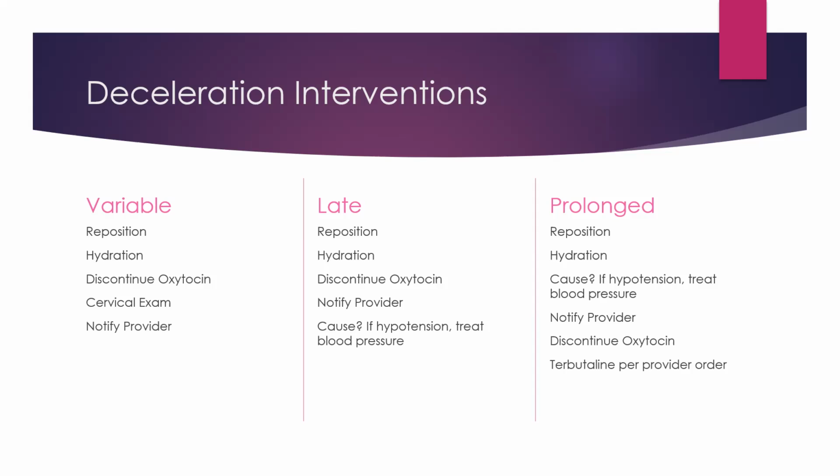Again, what is the cause? If it's hypotension, we need to treat that. We need to notify our doctor, discontinue the oxytocin. And then also we can give a medication called terbutaline, which helps specifically to relax the uterus, to give that baby a break from contractions, which could be potentially clamping off the circulation, causing the prolonged heart rate deceleration.